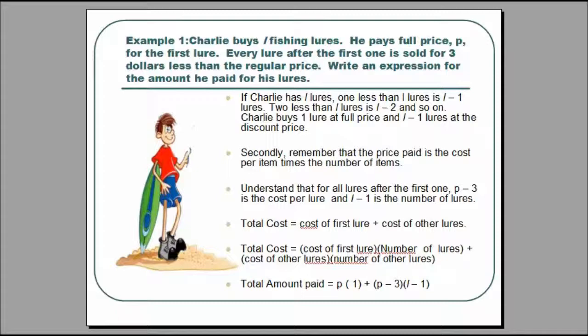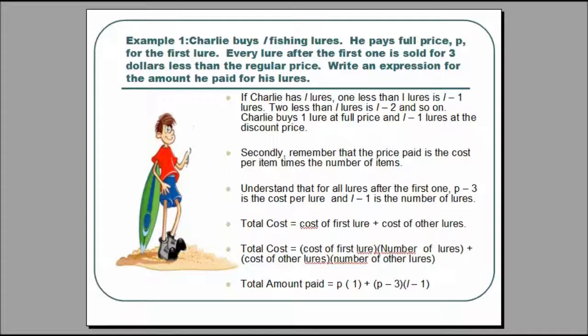The first thing you need to realize is that if Charlie has L lures, 1 less than L lures is L minus 1 lures. 2 lures less than L is L minus 2, and so on. Charlie buys 1 lure at full price and L minus 1 lures at the discount price.